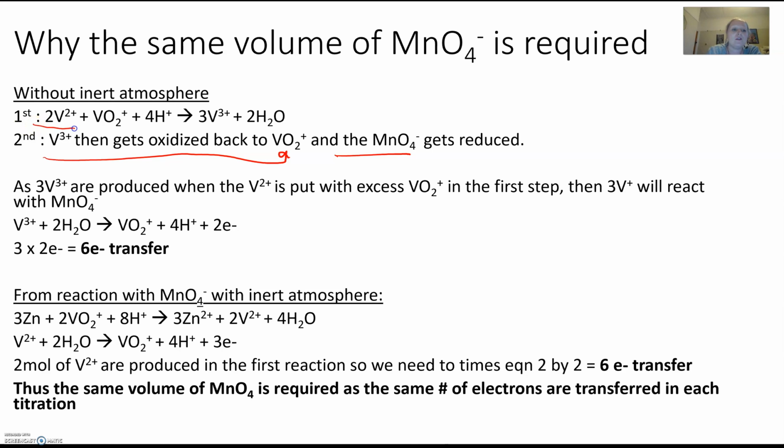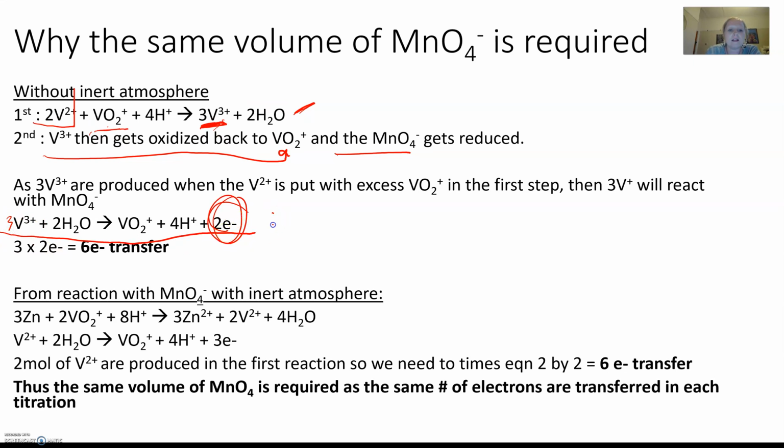If you look here, if we're doing this V2+ and reacting it with VO2+ to produce V3+, you'll see that three of these V3+ are produced in this reaction here. And this reaction here, which you can see, is a 2-electron transfer. When the V3+ goes back to VO2+, it loses 2 electrons. So if you'd produced 3 of these by doing the first stability part, then you would need 3 of these, which would make this a 6-electron transfer. So that would end up being 6 electrons.